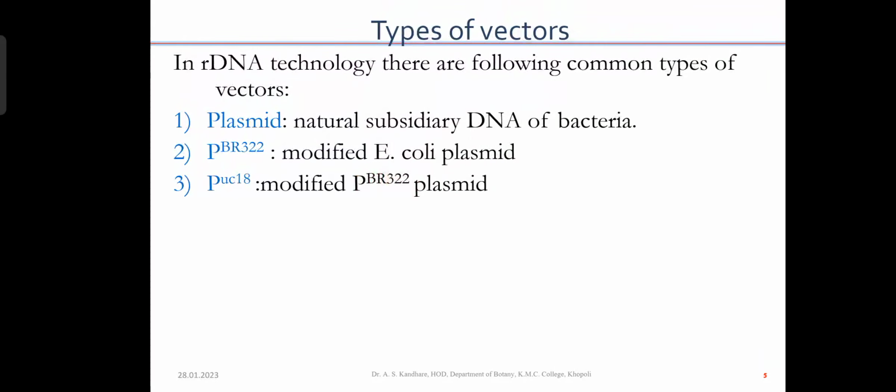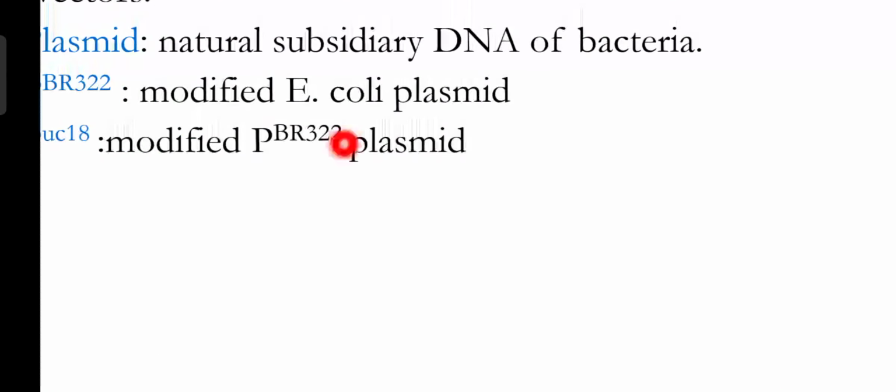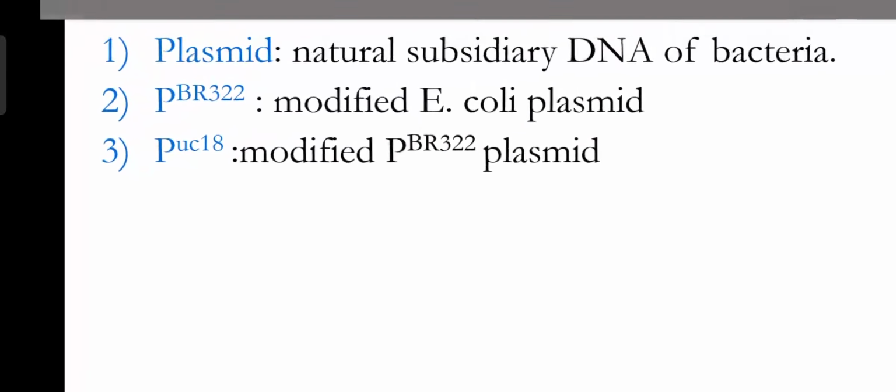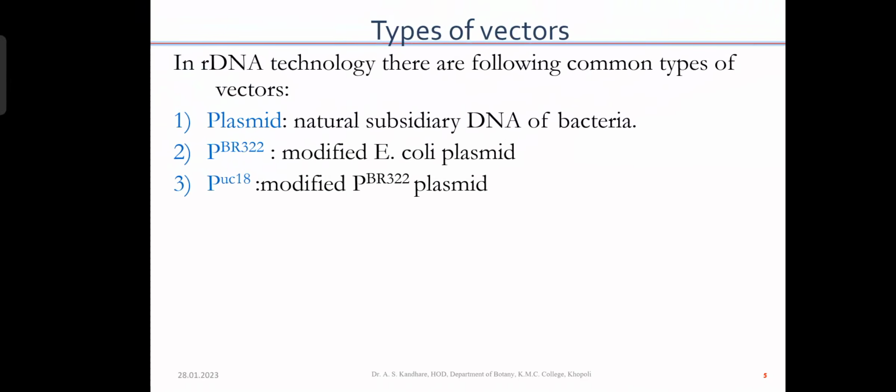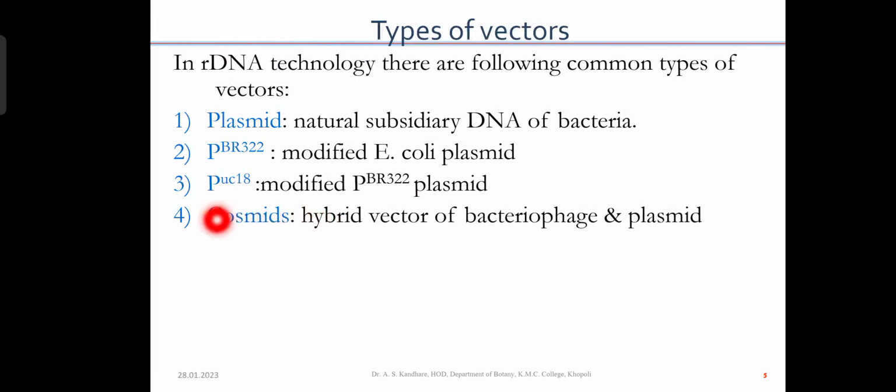तो PBR322 plasmid का modification करके ये PUC18, this PUC18 vector is prepared. तो इस प्रकार से हम लेबोरेटरी के अंदर कुछ मैनिपुलेशन करके हमारे पर्पज़ के लिए जो भी वेक्टर चाहिए उस प्रकार का वेक्टर हम बना सकते हैं। Another vector is cosmids. These are hybrid vectors of bacteriophage and plasmid.